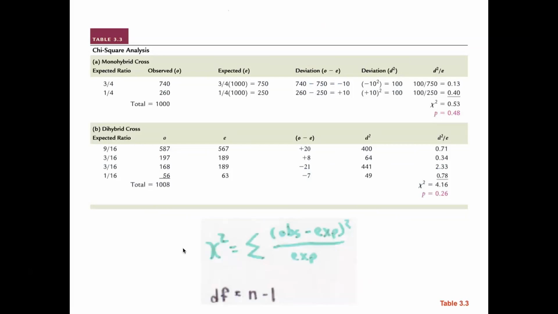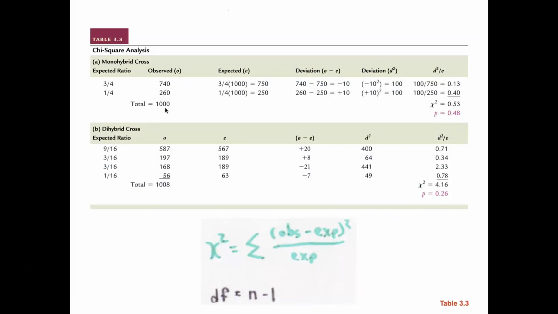So here's the results from the first, part A of this table. The results that I just described for the mouse example, long versus short hair. We observe a segregation ratio into two different phenotypic classes of 740 to 260. So a total population size of 1,000. So that's what we observe based on our experiment.